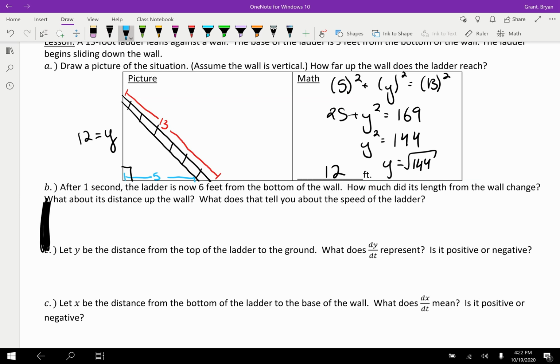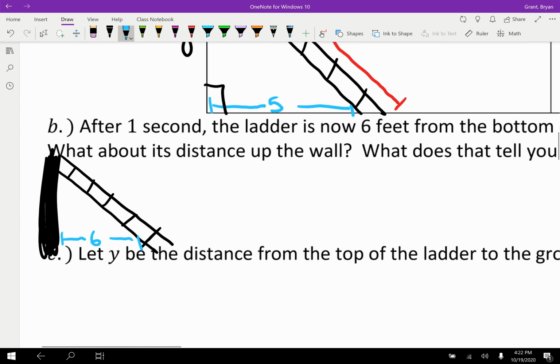And we have our ladder, which I'll do in black again. Okay, and they said, cool, now the length of the ladder from the wall is 6 feet. I'll zoom in on that. And they're like, well, how much did that change? Well, if originally it was 5 and now it's at 6, it seems to me that x got 1 larger.